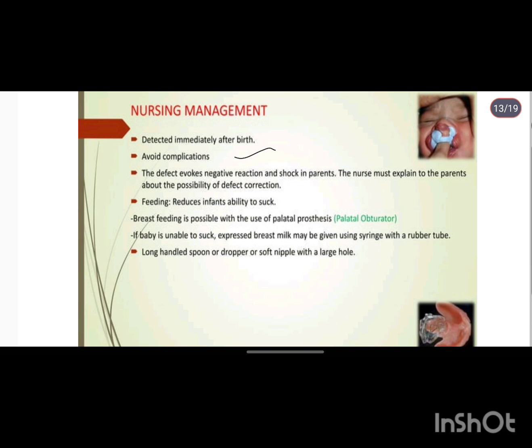Breastfeeding is possible with the use of a palatal prosthesis. So you can see here, the palatal prosthesis, also called a palatal obturator, can be used to feed these children who are unable to suck. Sometimes we can ask the mother to express the breast milk, which can be given with the help of a syringe with a specialized rubber tube, and always have a long handle spoon and dropper or soft nipple with a large hole to facilitate the feeding.